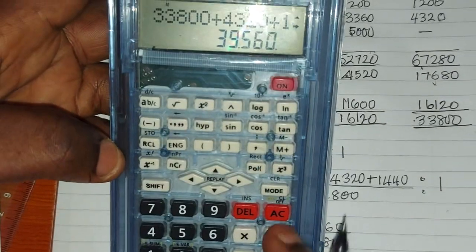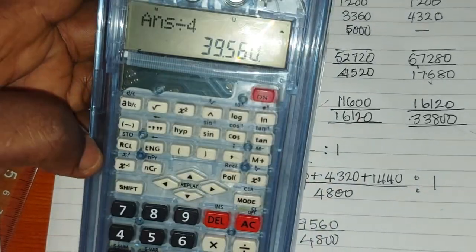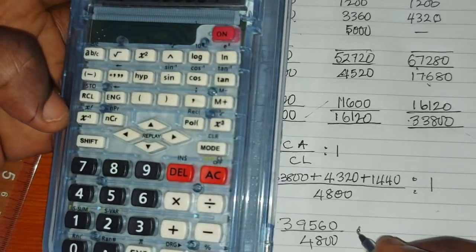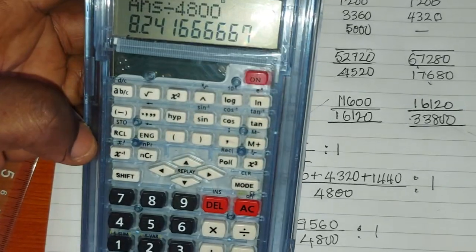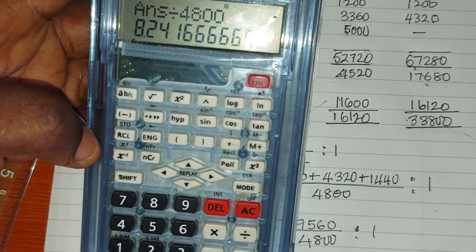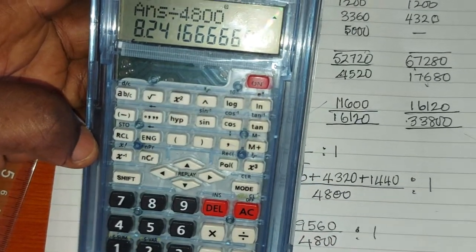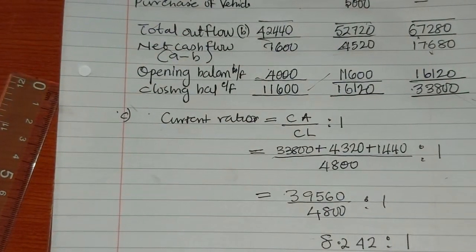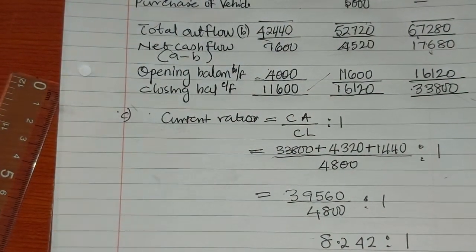So when we divide by 4800, ratio 1, it will give you 8.242 ratio 1. Okay, 8.242 ratio 1.